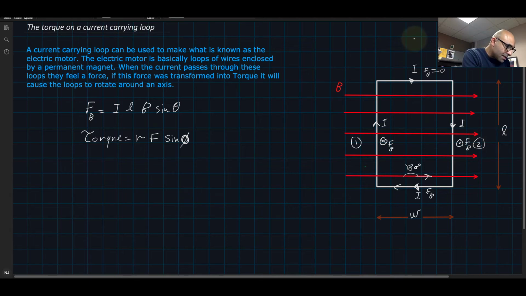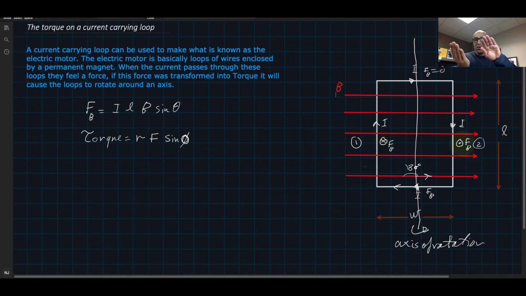Now, if I was an engineer, I would bring something in the middle exactly, and I would put what we call an axis of rotation. Why? Because if this force is going in and this force here is going out, and we put an axis of rotation, the loop is going to twist, like that. Okay? And because of inertia, it's going to keep twisting and twisting. Let's look at that in detail.